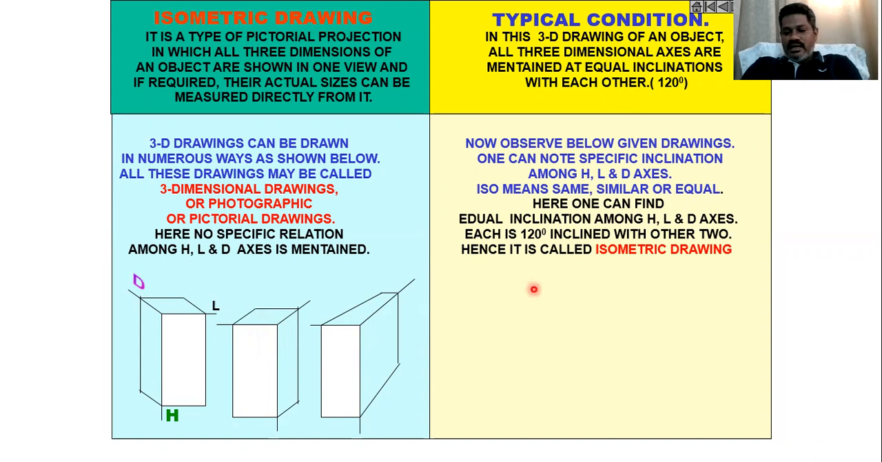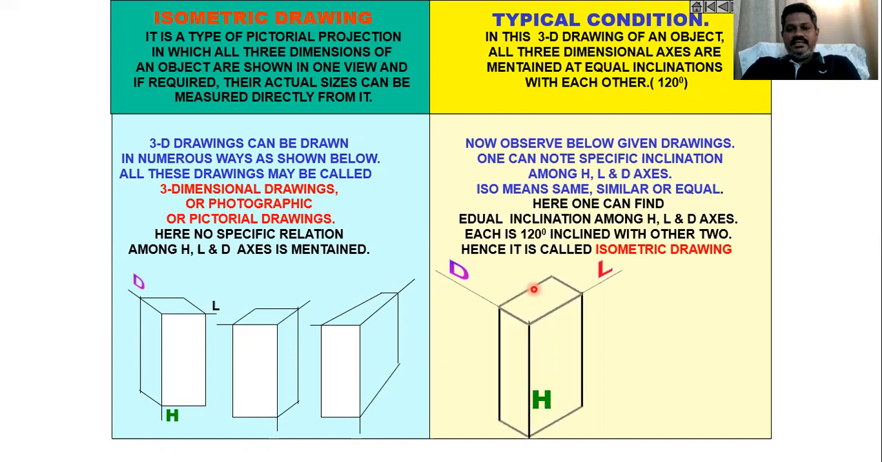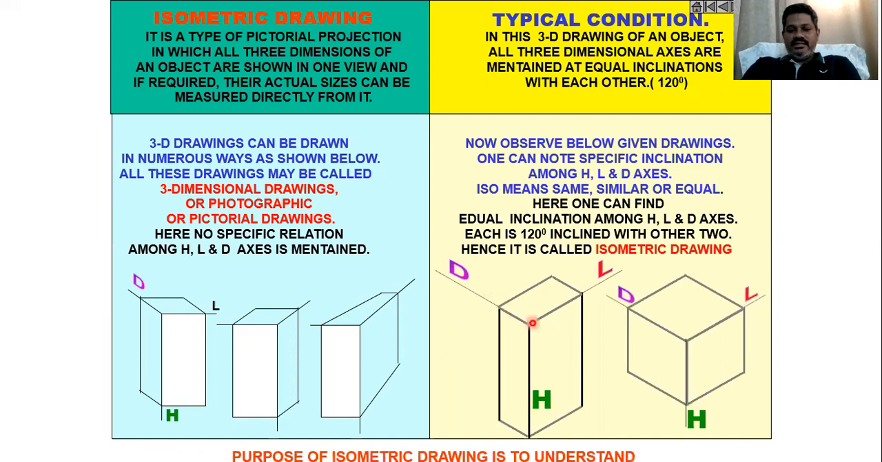Then I move forward. As you can see, in this case, the isometric drawing, this will become height, this will become length, and this will become depth. The convention is the same. As you can also observe, the angle between these three axes on which we are representing the isometric view of the component is constant. That value is 120 degrees.